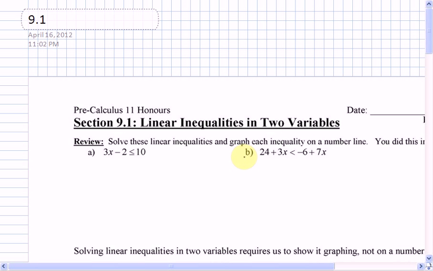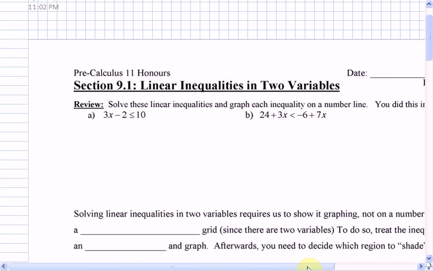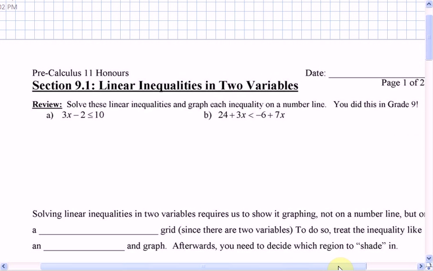Okay, so this is section 9.1, linear inequalities in two variables. Before we start, let's do a quick review of solving inequalities and how they graph on a number line. So really solving inequalities is the same as doing regular algebra, except now instead of having an equal sign, you have an inequality sign. There is one major difference that we'll hopefully see in a second.